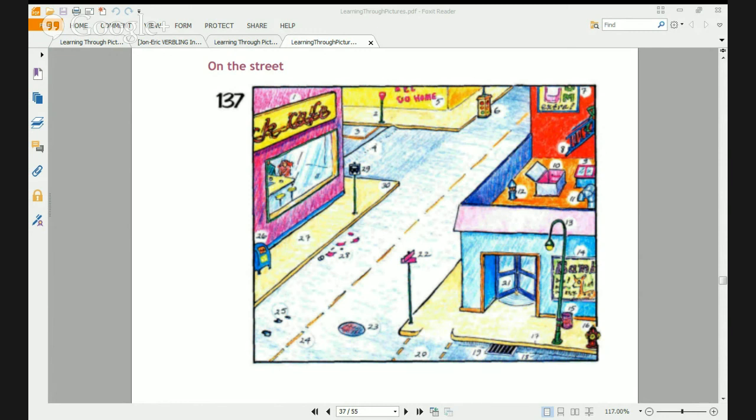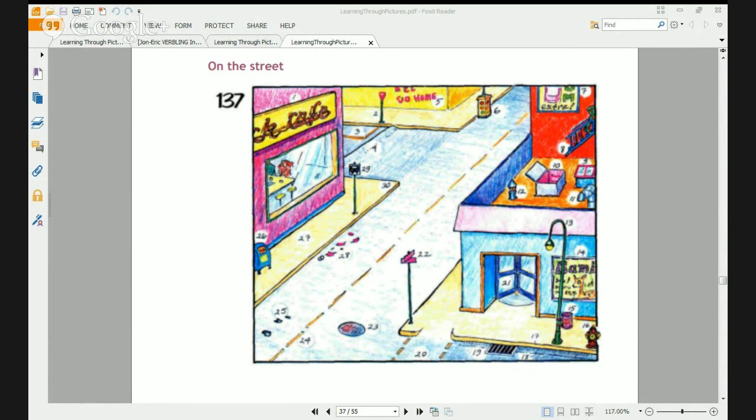Okay, so what do we have so far? The mailbox is across from the theater on the sidewalk. Where's the hydrant? Yuki, where's the hydrant? I'll give you a hint. Number 16. Where's the hydrant? The hydrant is at the far end of the street, at the far right of the street, in front of the theater.